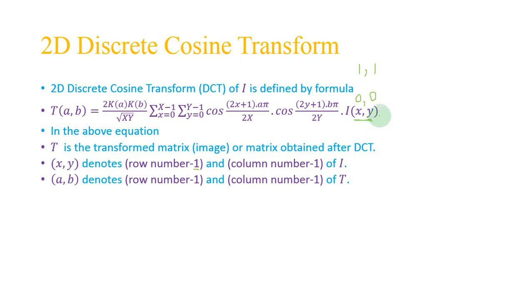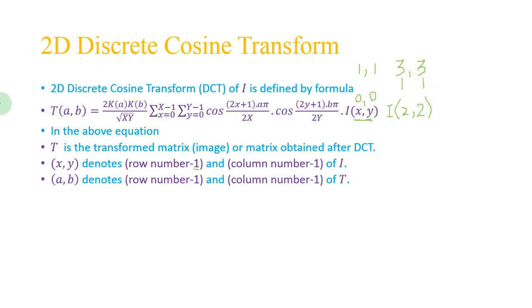The last element of this matrix I will be I of 2 comma 2. This will be the element at third row and third column, so the row number will be 3 and the column number will be 3. We subtract 1 from the row number to obtain the value of x, and subtract 1 from the column number to obtain the value of y.